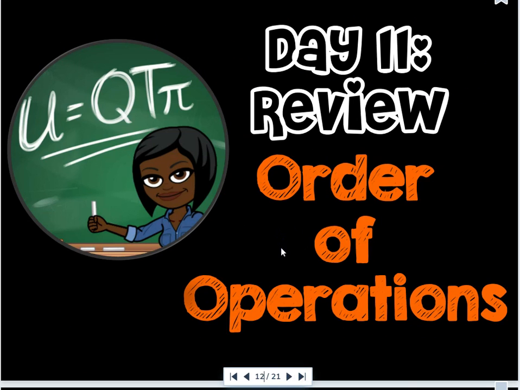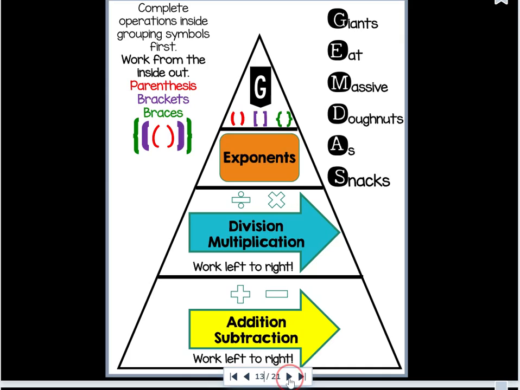Now we're going to look at the order of operations. When we look at the pyramid for the order of operations, we use the acronym GEMDAS to help us remember the order that operations go in. Giants eat massive donuts as snacks. At the very top of the pyramid, we will see our grouping symbols. You will complete operations inside grouping symbols first, working from the inside out. That means parentheses will always be first, parentheses, brackets, and then braces.